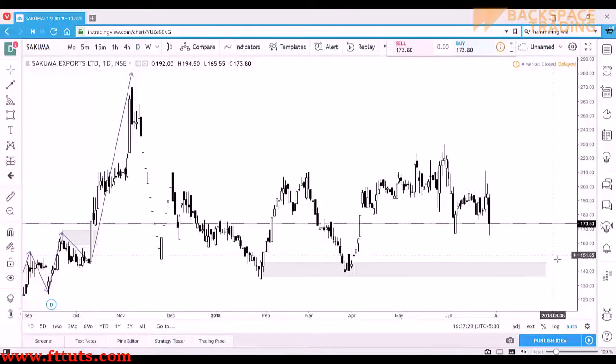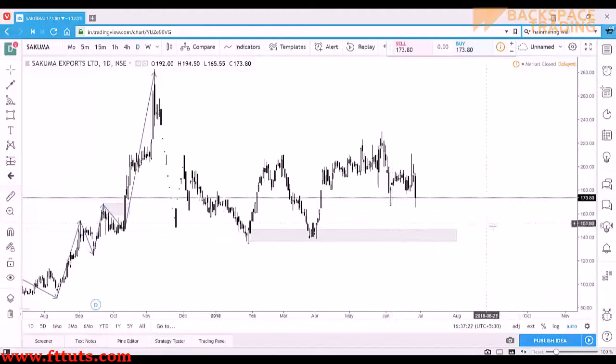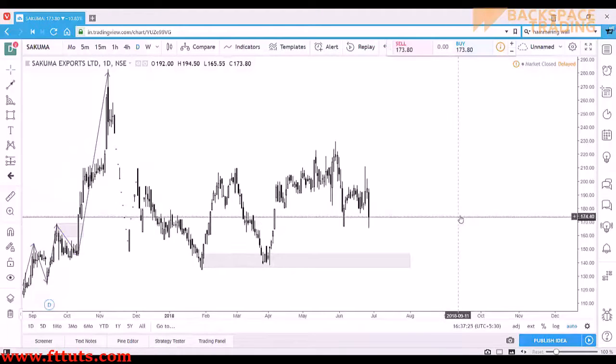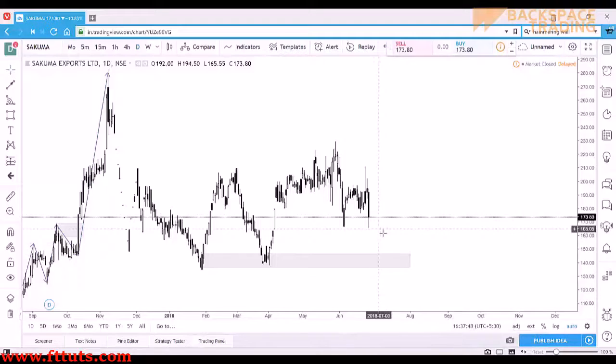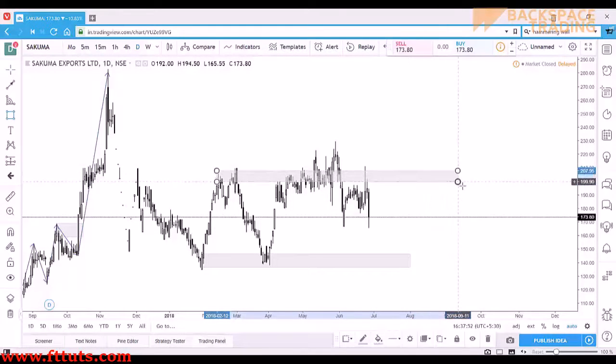But if you see a series of tests on a single support, price can eventually break the support and go down, because the longer you bang on a wall, it gets weaker and weaker and weaker, right? So the more tests, the easier to break. Single test, okay, it has the strength to take it once more up, right? And this is a resistance zone.